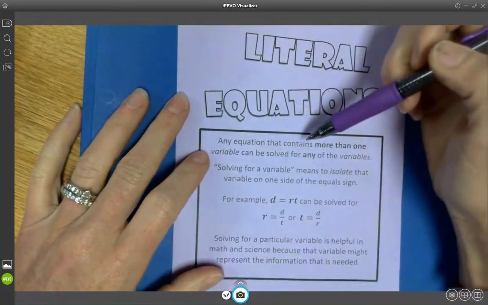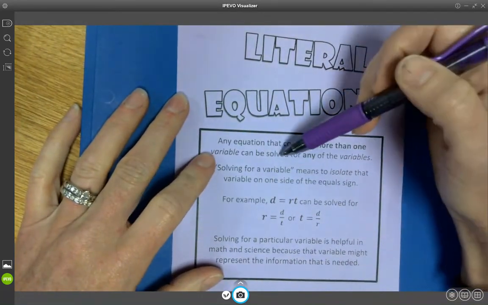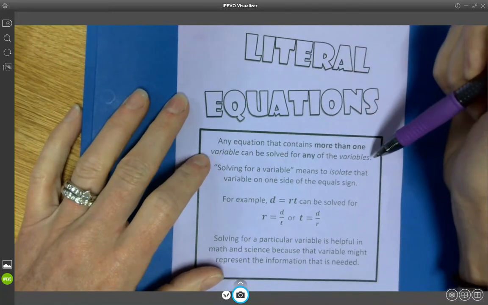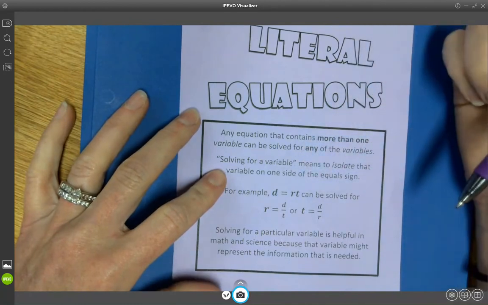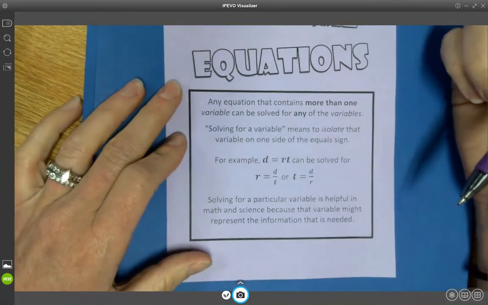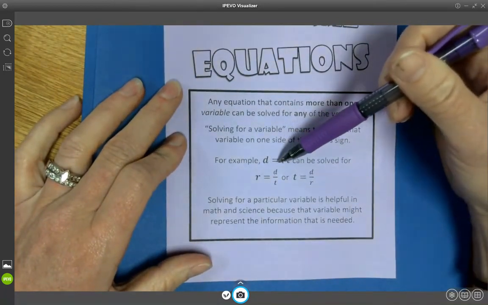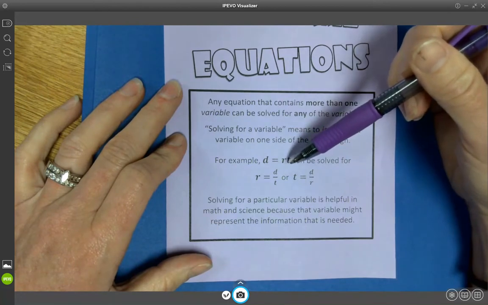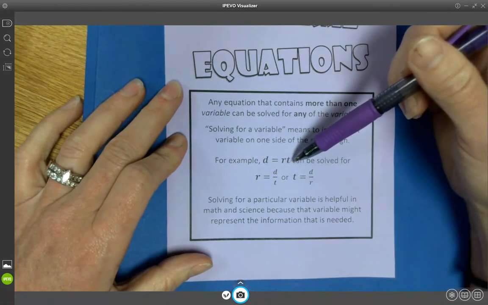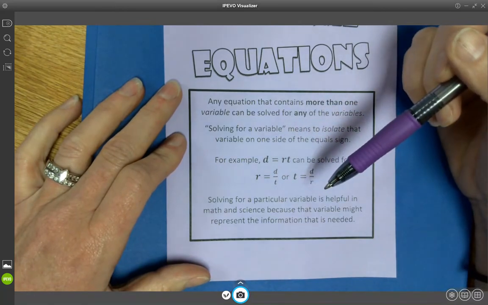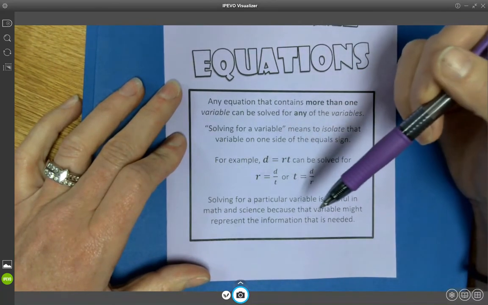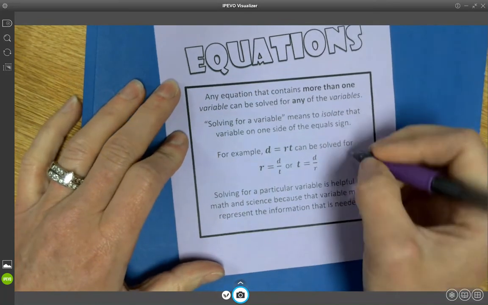So any equation that contains more than one variable can be solved for any of the variables. Solving for a variable means to isolate that variable on one side of the equal sign. An example is D equals RT. This is a science formula: distance equals rate times time. You can manipulate this equation to say one variable equals another.